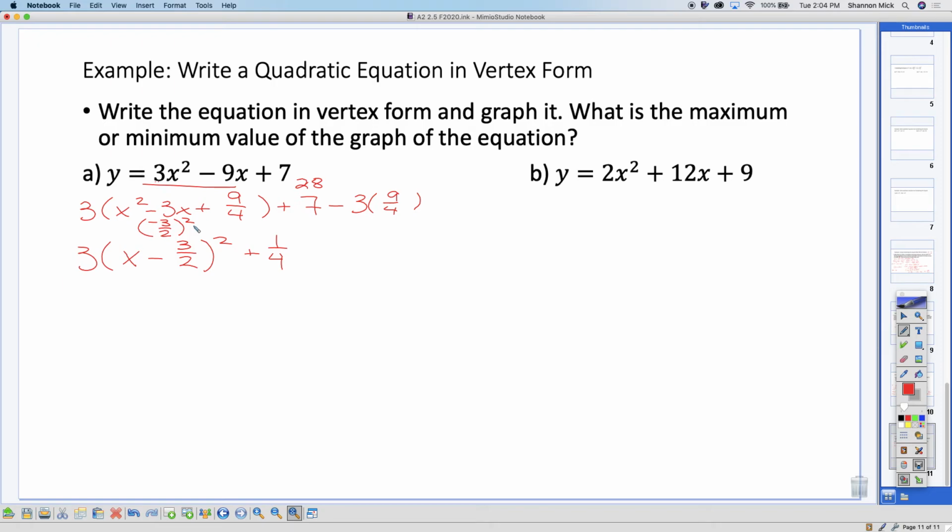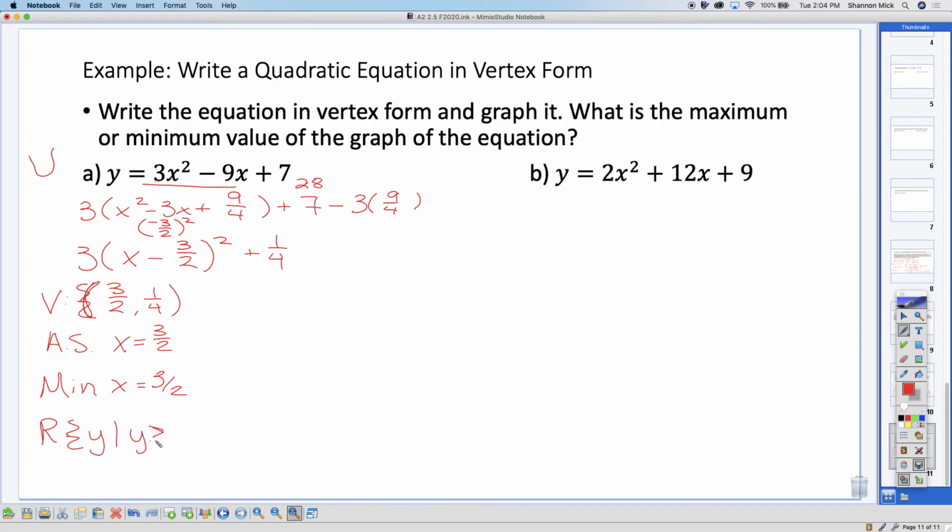And the vertex would be what? 3 over 2, and 1/4. The axis of symmetry would be what? X equals 3 over 2. Make sure you write it as an equation. Min or max? It's got a min, because it opens up. So min at x equals 3 over 2. Domain is all reals, so what's your range? Greater than, because it's going up, right?